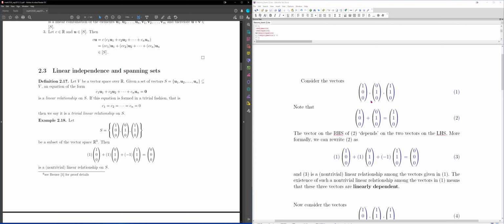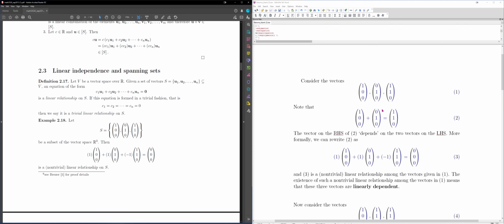Now, what you want to notice about these three vectors is that this third vector you can actually get as a sum of the other two. If I add the first vector and the second vector, I get the third vector. Roughly speaking, that means this vector actually depends on these two. There's an interdependence among the vectors.